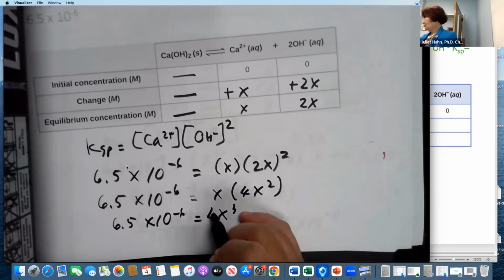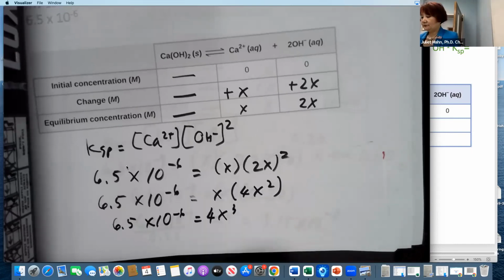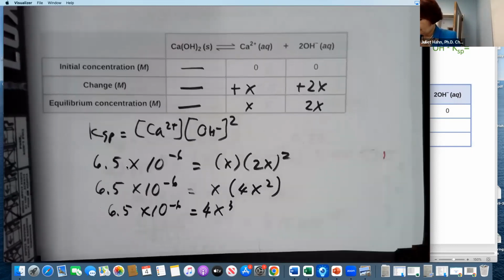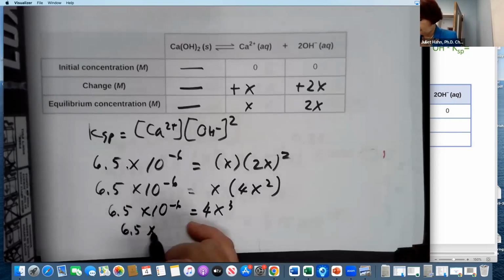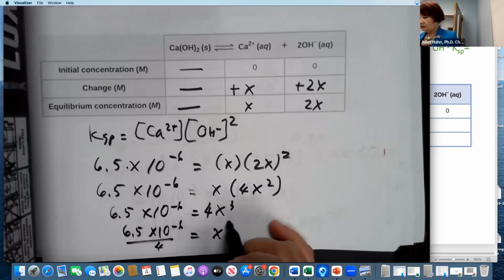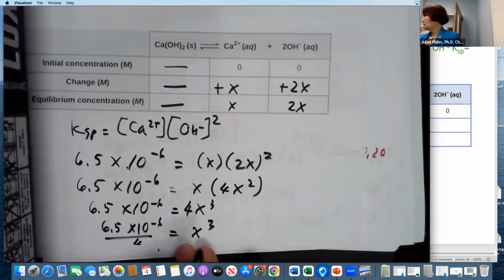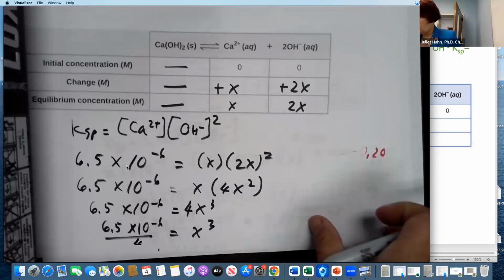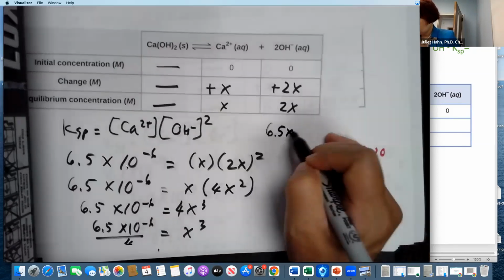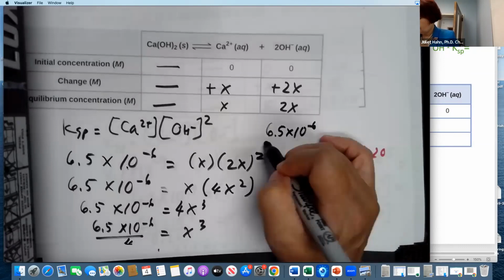This is a pretty straightforward algebra problem, because you don't have to do much. You just divide both sides by 4. So 6.5 times 10 to the -6 divided by 4 is equal to x cubed. And please don't try to do the entire problem all on one line, because then people take the cube root as if it was the same problem and you can't tell what's going on, because you did the same step in the same problem there. That cube root is equal to x.